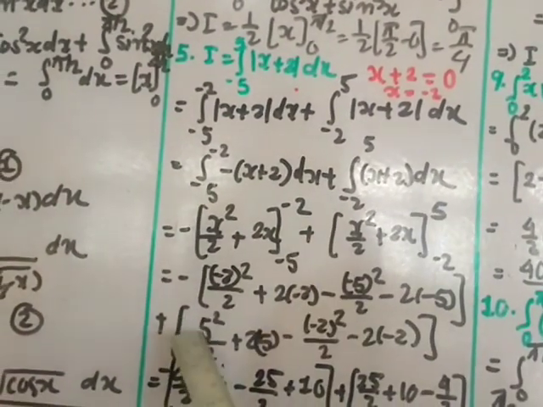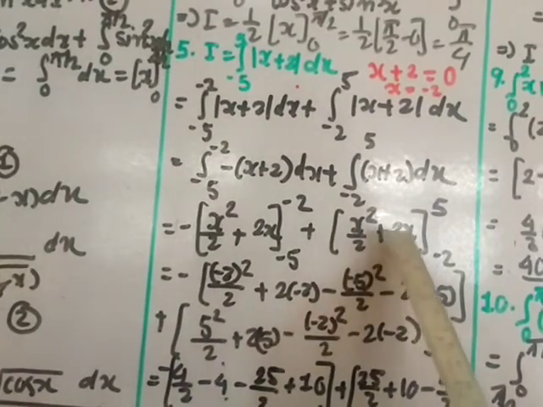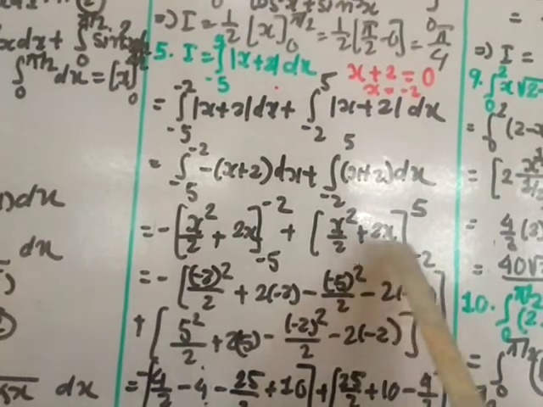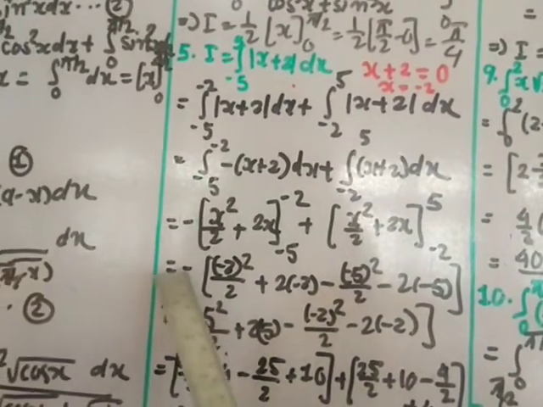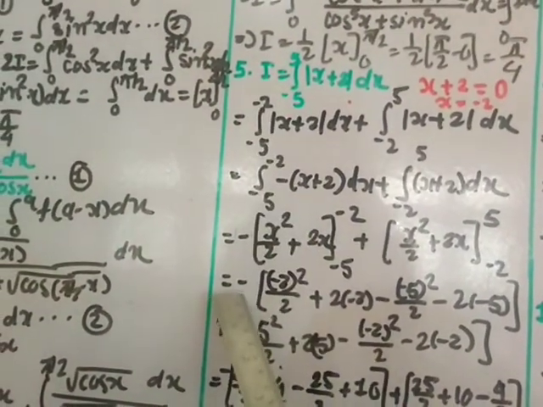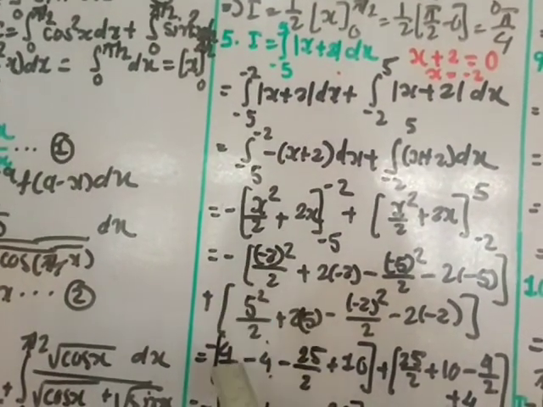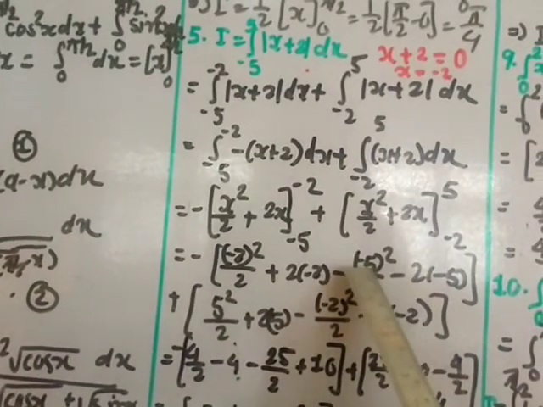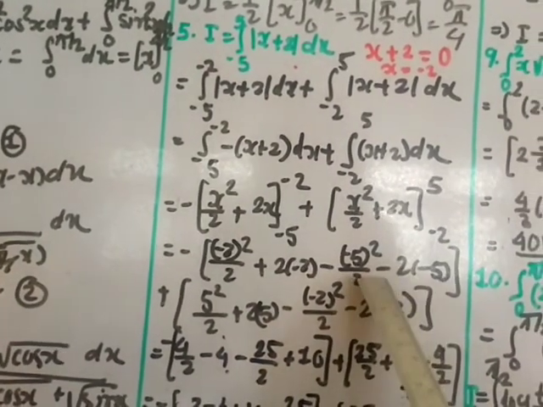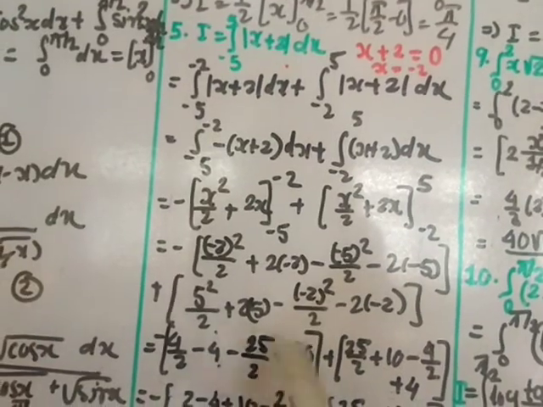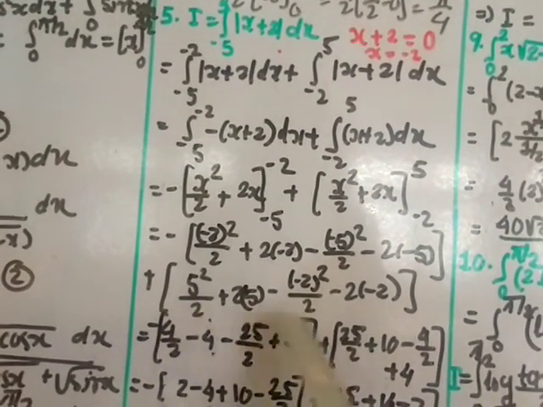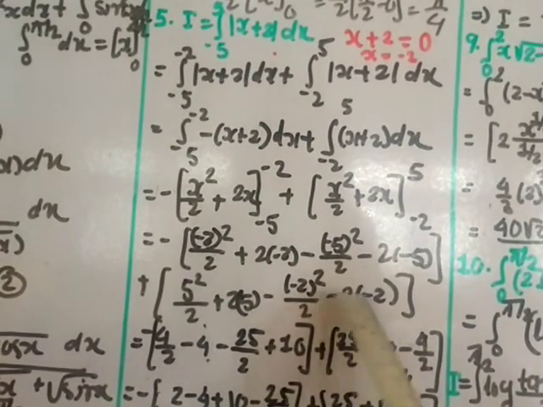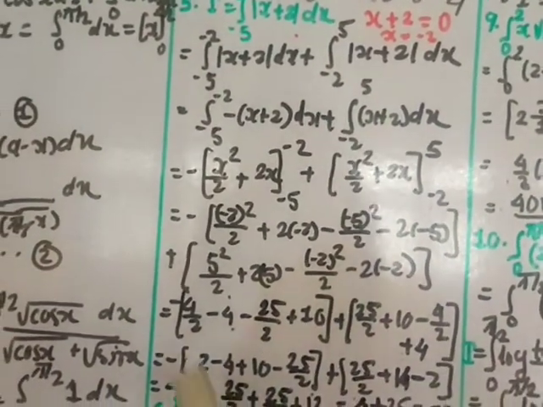Plus, now for this one, apply the upper limit: 5 square by 2 plus 2 into 5, minus the lower limit, so minus 2 square by 2 minus 2 into 2. And this minus which is here is coming here. Minus 2 square is 4 by 2, 2 into 2 is minus 2, minus 4. Minus 5 square is 25, so minus 25 by 2 minus, a minus plus 2 into 5 is 10, plus this one 5 square 25 plus 10, 2 square is 4 by 2 minus 2 into 2 is plus 4. I just simplified it.